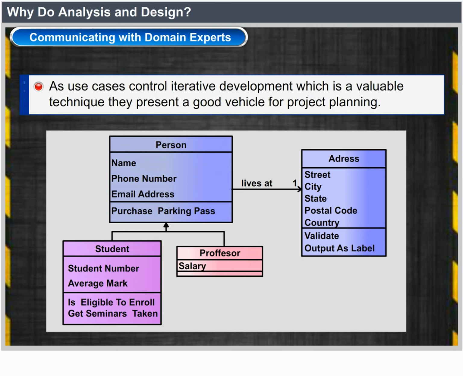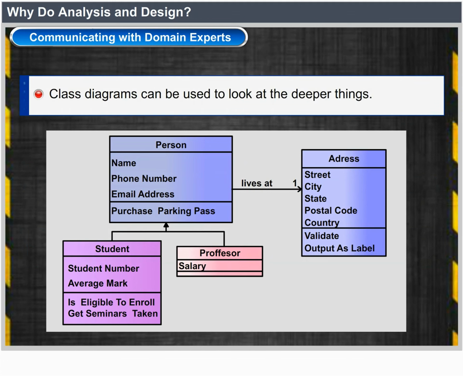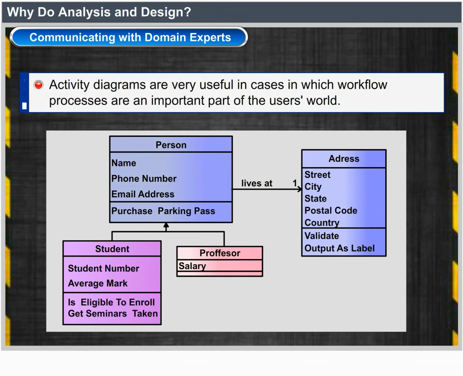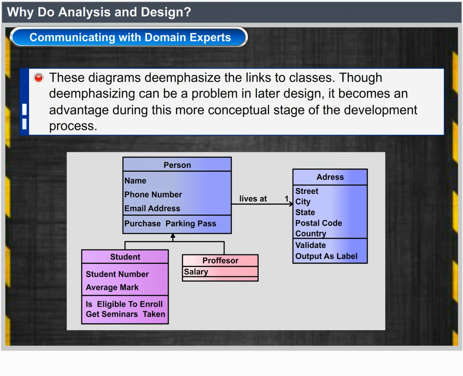As use cases control iterative development, which is a valuable technique, they present a good vehicle for project planning. Class diagrams can be used to look at the deeper things. Activity diagrams are very useful in cases in which workflow processes are an important part of the user's world. These diagrams de-emphasize the links to classes. Though de-emphasizing can be a problem in later design, it becomes an advantage during this more conceptual stage of the development process.